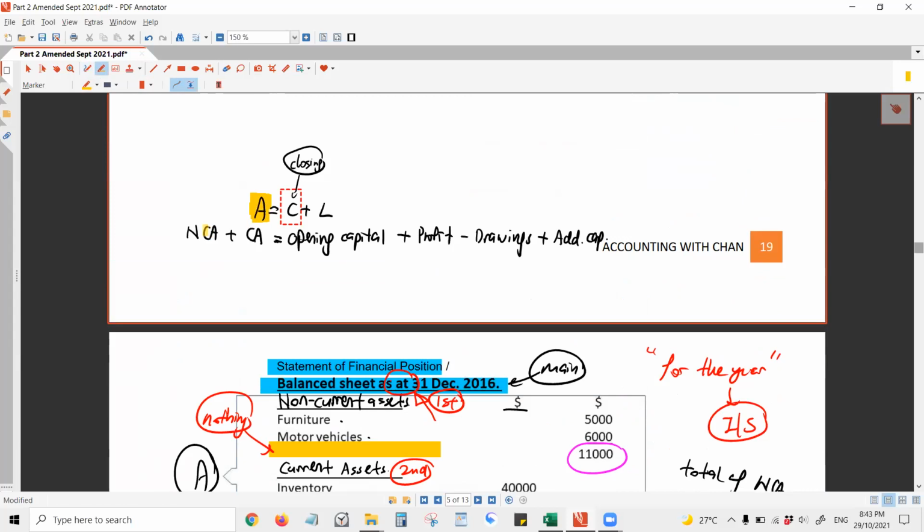So the A has been broken down into this. The C has been broken down into this. And then the L should be easy. You know what to do. We can break it down into NCL plus CL. So copy this equation down. We are going to make use of this equation to solve certain questions.